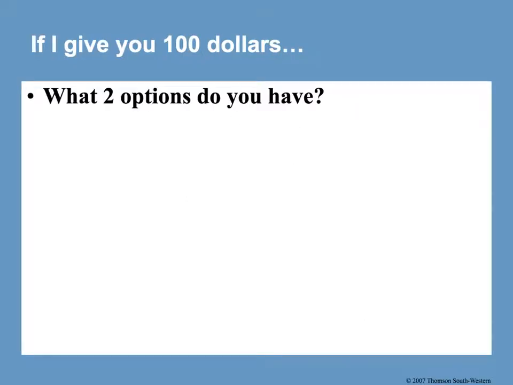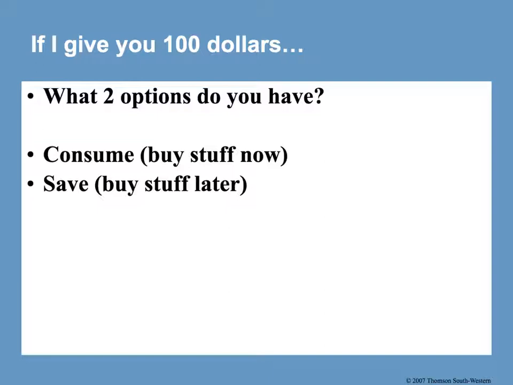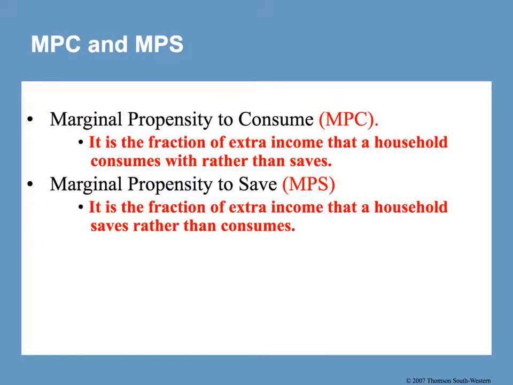The first part of the multiplier effect deals with the idea that if I give you $100, what two options do you have? Pause and think about it for a minute. And you only have two options. That's right. The two options you have are you can consume with it, buy stuff now, or you can save some of that money and buy stuff later. Those two concepts are called the marginal propensity to consume and the marginal propensity to save. MPC is the fraction of extra income that a household consumes with rather than saves.